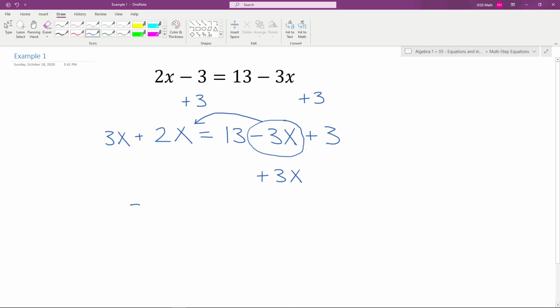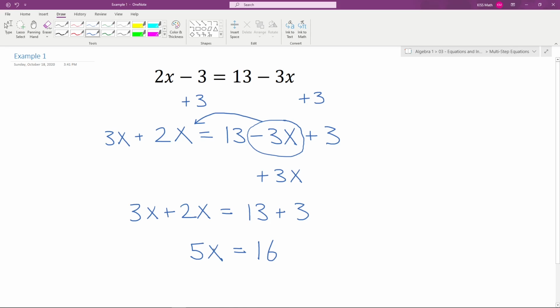So we will have 3x plus 2x equals 13 minus 3x plus 3x, that's 0. That was the whole purpose of moving it over, so it no longer is on this side. And we still have this 3 over here. So now I can add up the like terms. So I have 3 of these x's over here plus 2 of these x's. So that's 5 x's in total. And then 13 plus 3, well, that's just 16.